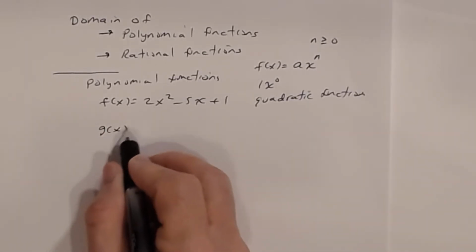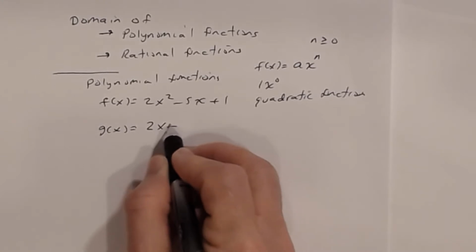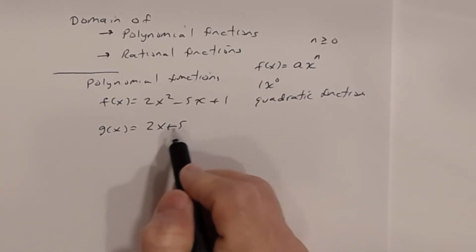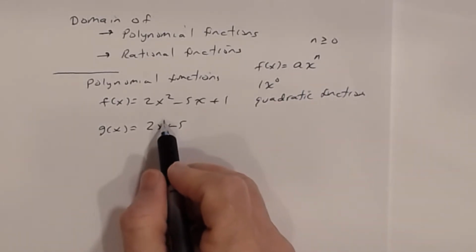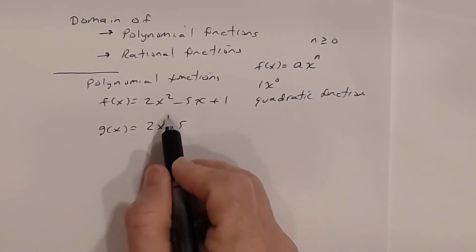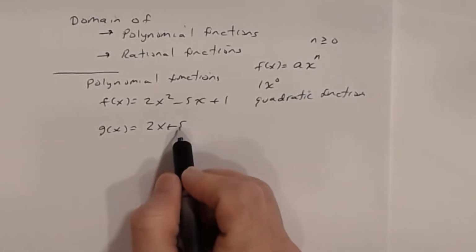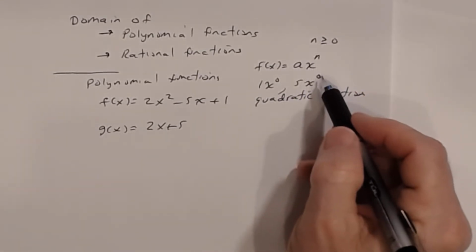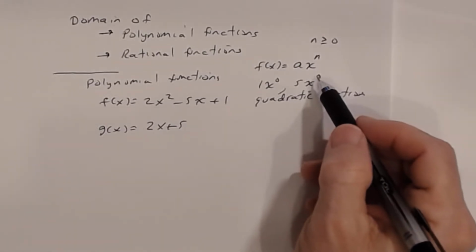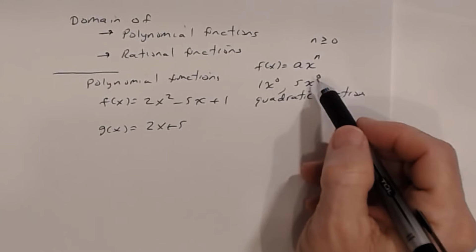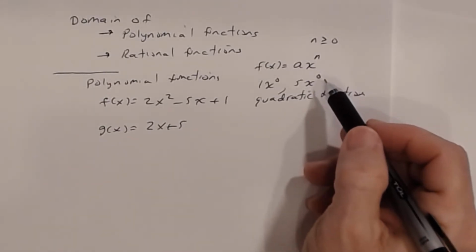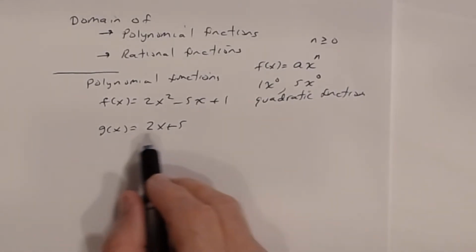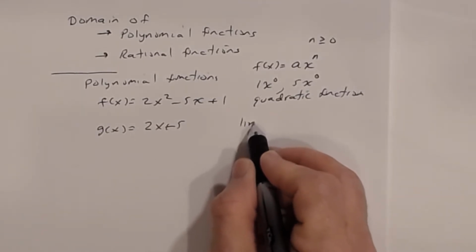Another example of a polynomial function would be g of x equals 2x plus 5. Again, notice that each term in this function has this form. You have 2x to the first, so the exponent is a positive integer or 0. And your constant 5, you can write as 5 times x to the 0. So notice that your exponent can be 0, 1, 2, 3, 4, and so on. So 0 or any positive integer. Keep in mind from previous lessons that this is a linear function.